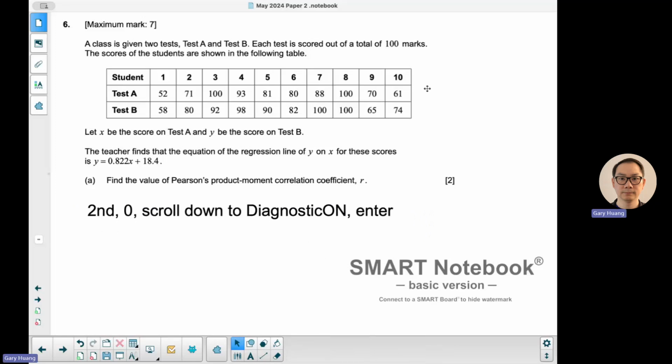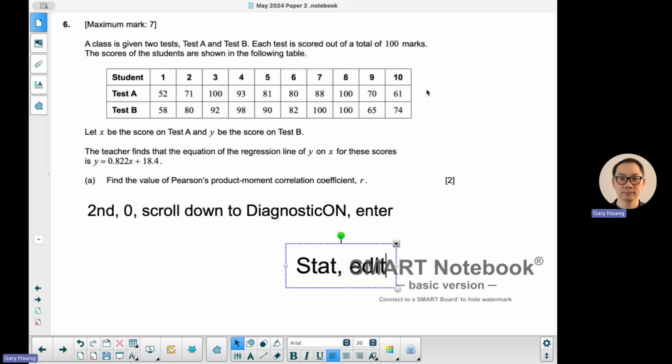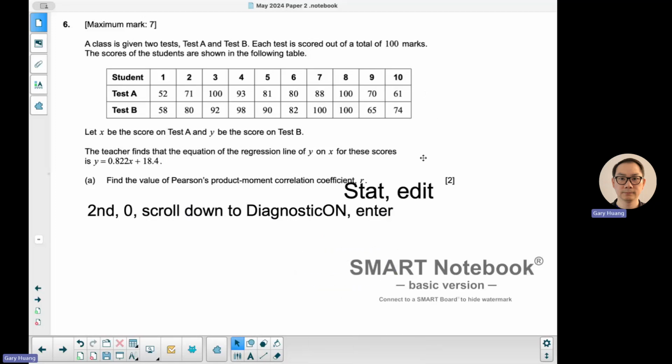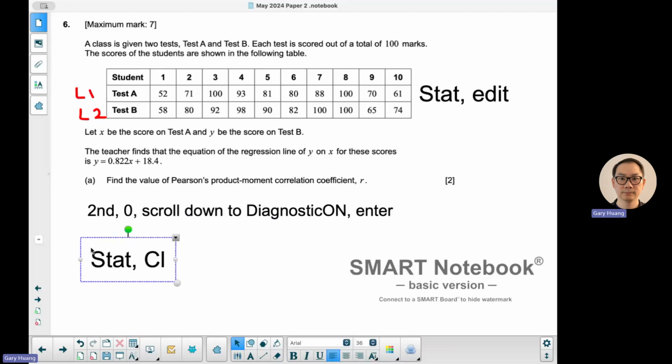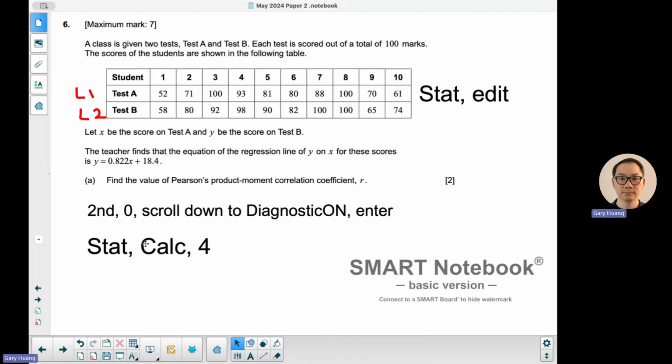How do you enter data? Stat, edit, or enter. You put test A in L1 and you put test B in L2. Then you're going to do your second, stat, calc, 4. That's your linear regression, and going through the work, you should be able to find the R value.